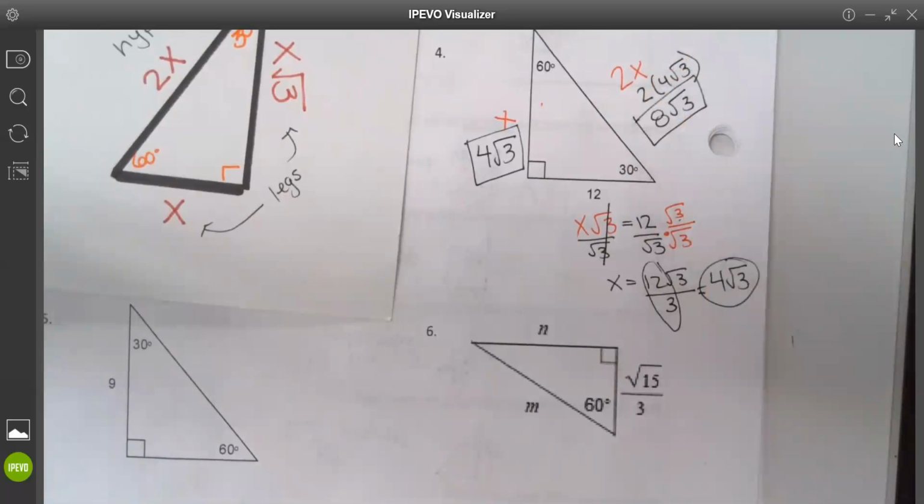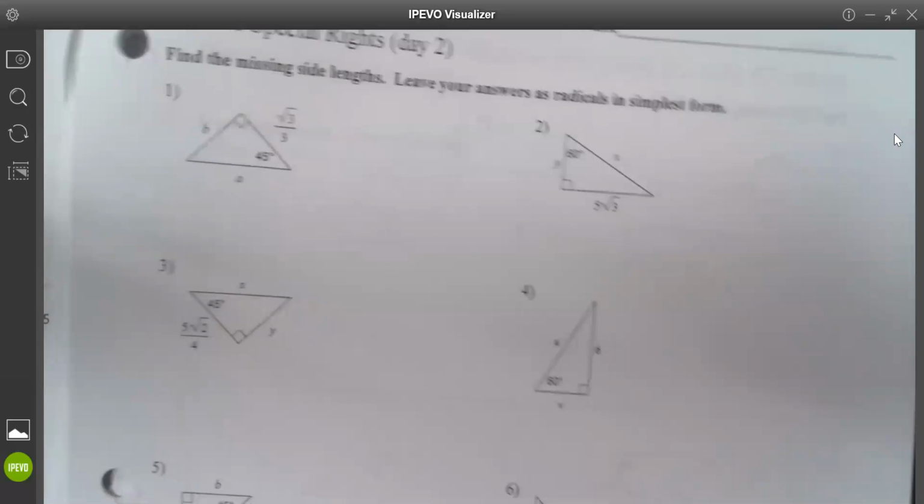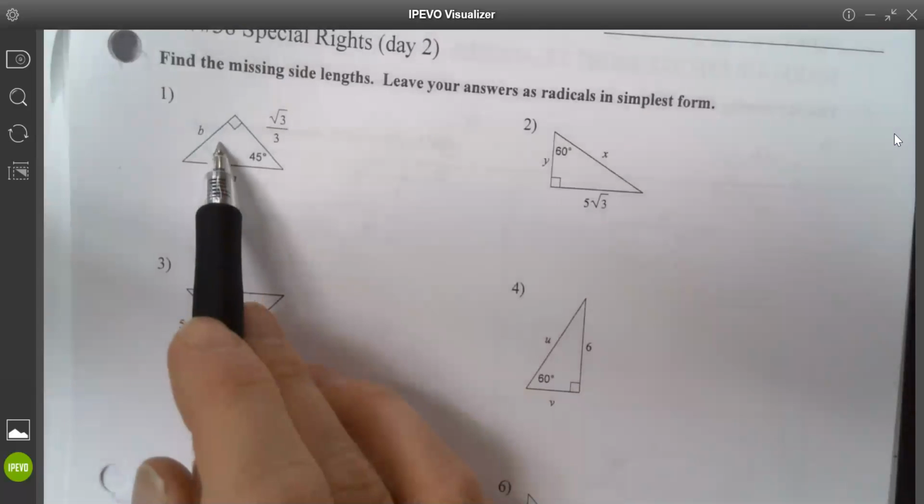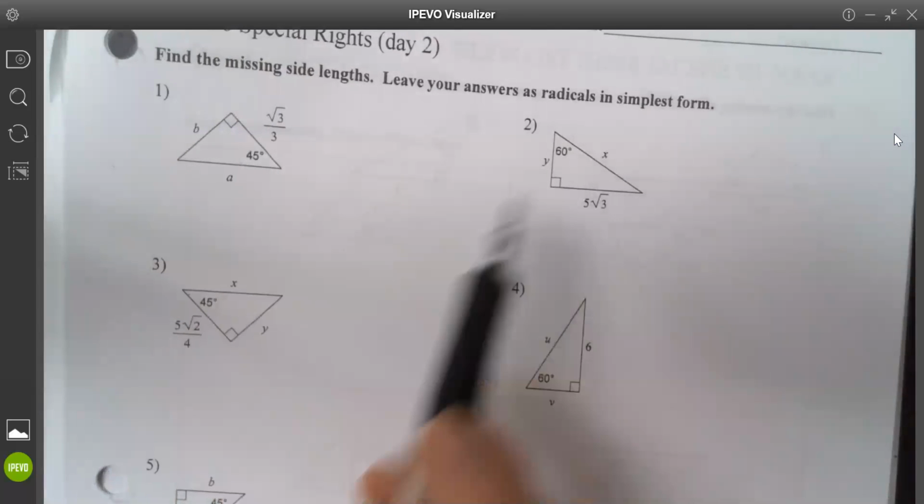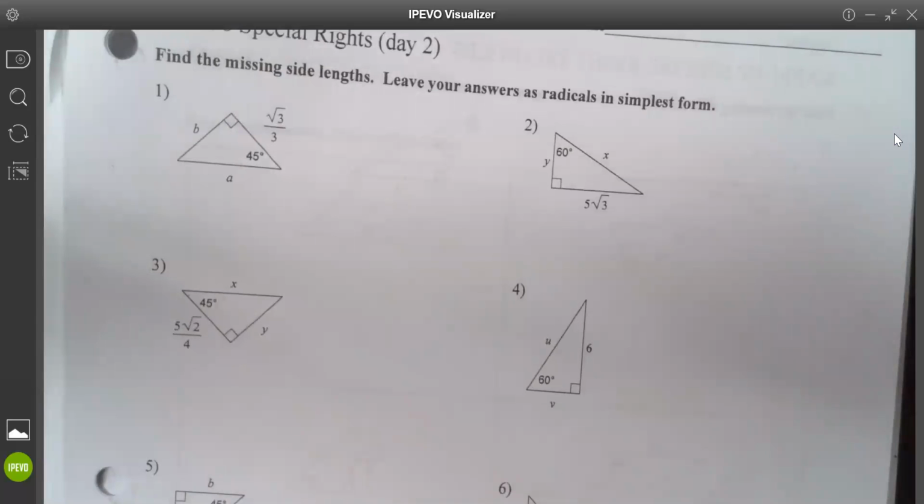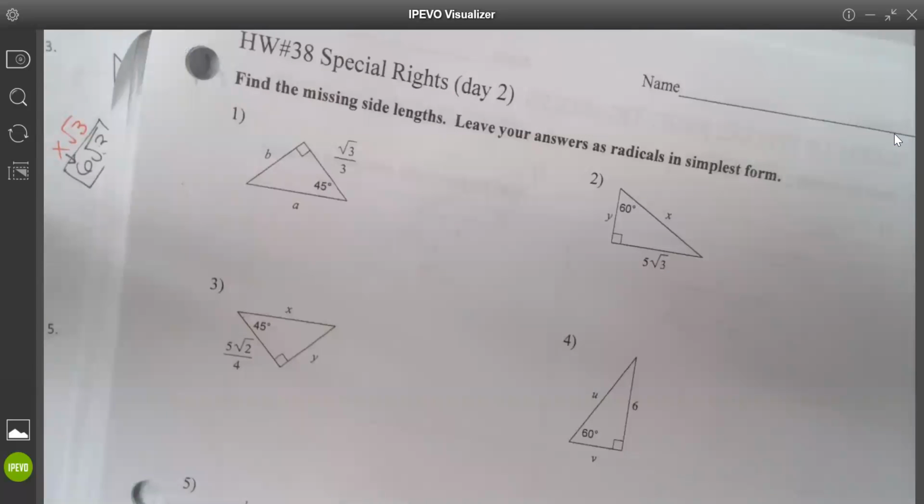All right. So for homework, I just want to point out, on your homework packet, this is not just 30, 60, 90. It's 45, 45, 90, and here's a 30, 60, 90. So you're using both special right triangles. You have to use both patterns. I'll take a picture of this and put it in the stream as well, so you have both patterns to look at. And we'll do more with special rights tomorrow.